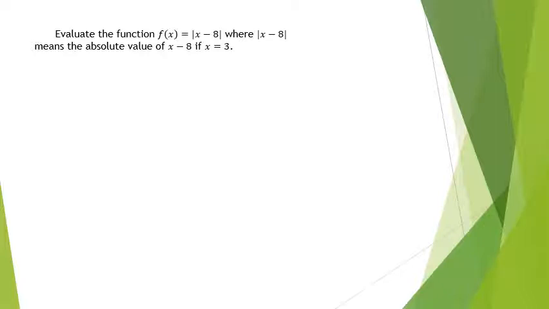Evaluate the function f of x is equal to the absolute value of x minus 8, where the absolute value of x minus 8 means the absolute value. If x is equal to 3. Okay ba na to? Absolute value na to. Yung kaninang symbol, dalawang guhit yun. Ito, integer yan, pang greatest integer. Pag isa na lang yung guhit, yan ay absolute symbol.